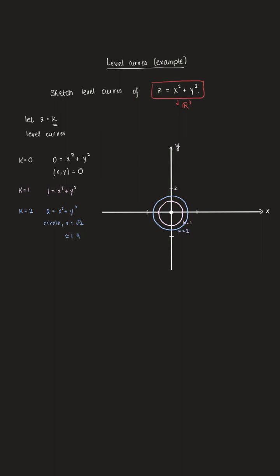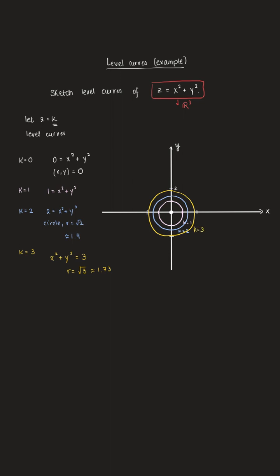Let's increase k again by 1. So when k is 3, we're going to have the circle x squared plus y squared equals 3, whose radius is the square root of 3. And the square root of 3 is about 1.73. So I'm going to do this level curve in yellow. So 1.73, maybe we're up here. And so it's not a very good circle, but that's when k is equal to 3.